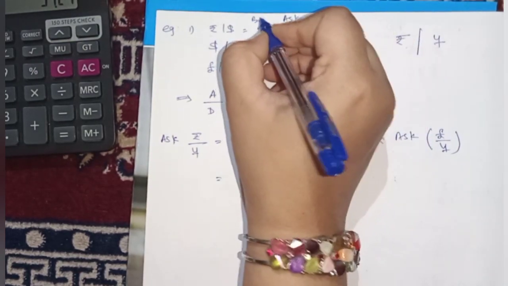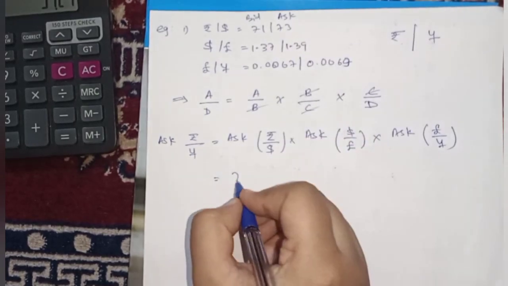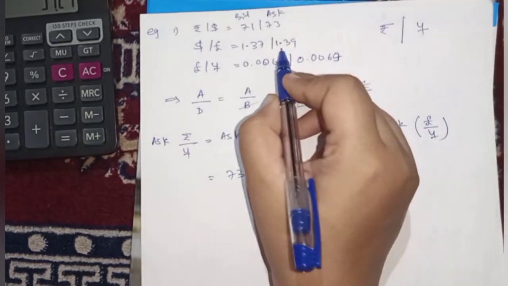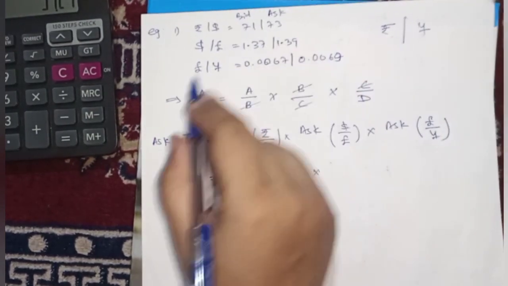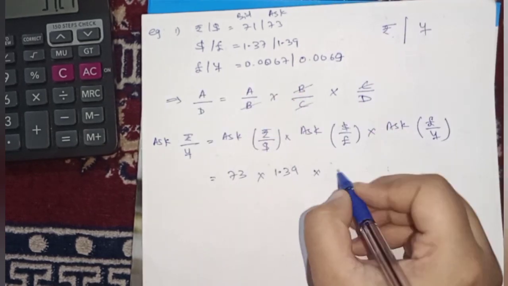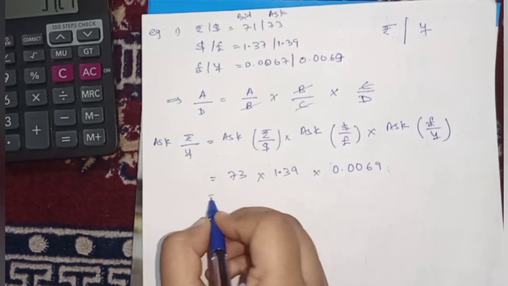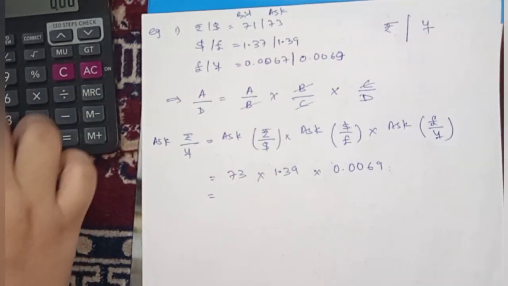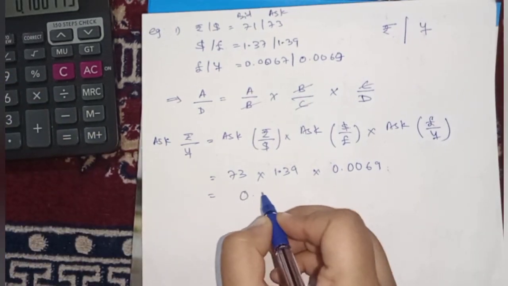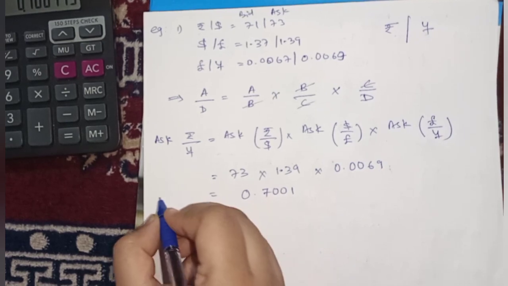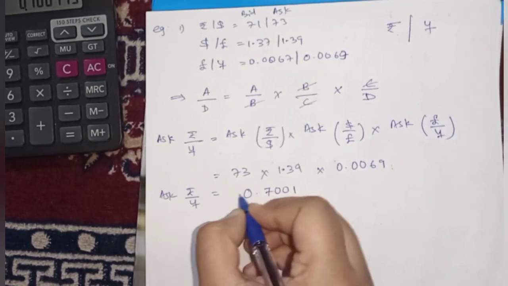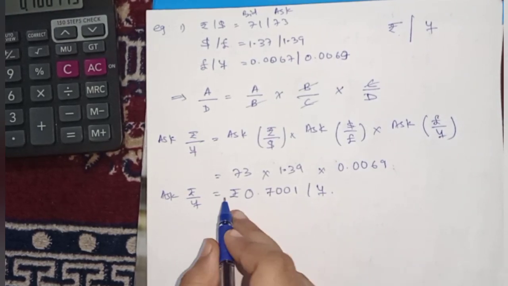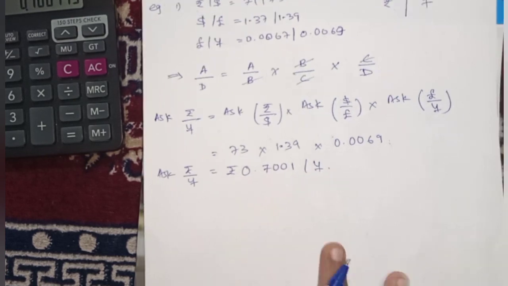So you have to write the values. This is the ask rate and this is the bid rate. The ask of rupee per dollar is 73, which will be multiplied by the ask rate of dollar per pound, that is 1.39. This will be multiplied by the ask rate of pound per yen, that is 0.0069. So you will get the value 0.7001. This is the ask rate of rupee per yen. As you know, the yen currency is weaker than the rupee.